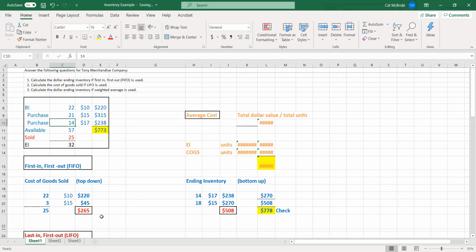The other thing that I know is my cost of goods sold is $265. That's what's going to be on my income statement. My ending inventory is $508. That's going to be on my balance sheet. When I add those two together, I should get 773. What did I do wrong? 18, 19, 20, 21, 15, 17, 10, 15. Oh.